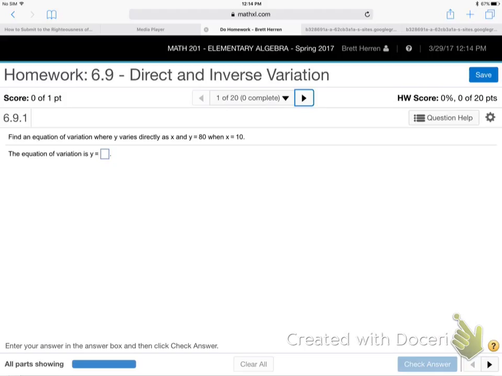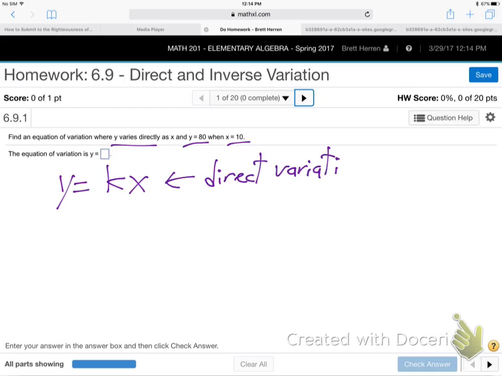So find an equation of variation where y varies directly as x and y is 80 when x is 10. Okay. An equation of variation. What does that mean? An equation of variation sounds fancy. It means y equals k times x. You'll recognize that this is called direct variation. Direct variation. We're going to also have inverse variation in a couple minutes.